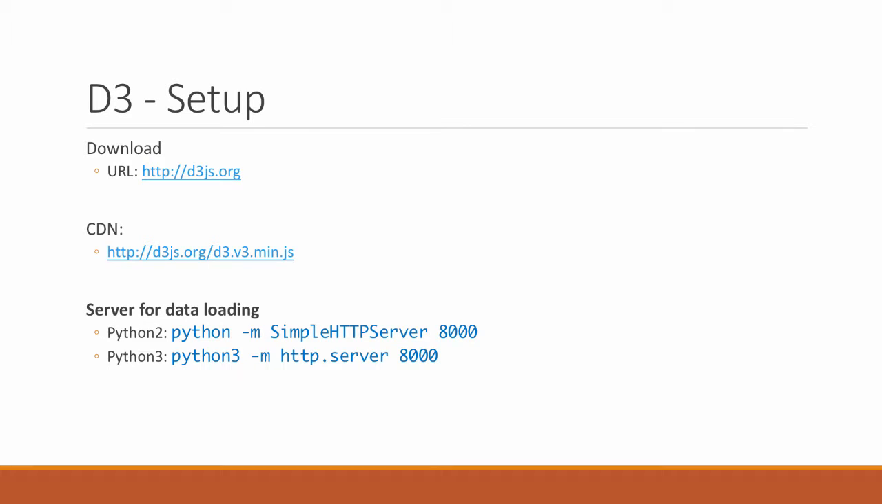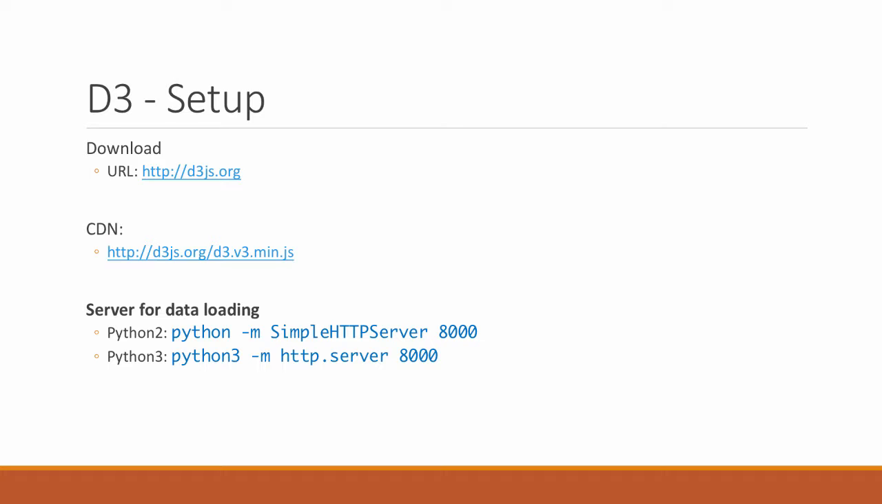Okay, so now let's talk about D3 finally. So the first thing you need to use D3 is to set up a version that you can use. You can do two ways. You can download the code and host yourself, or you can use the CDN. That is basically you don't have to download anything. You just point to this JavaScript file and your page works.